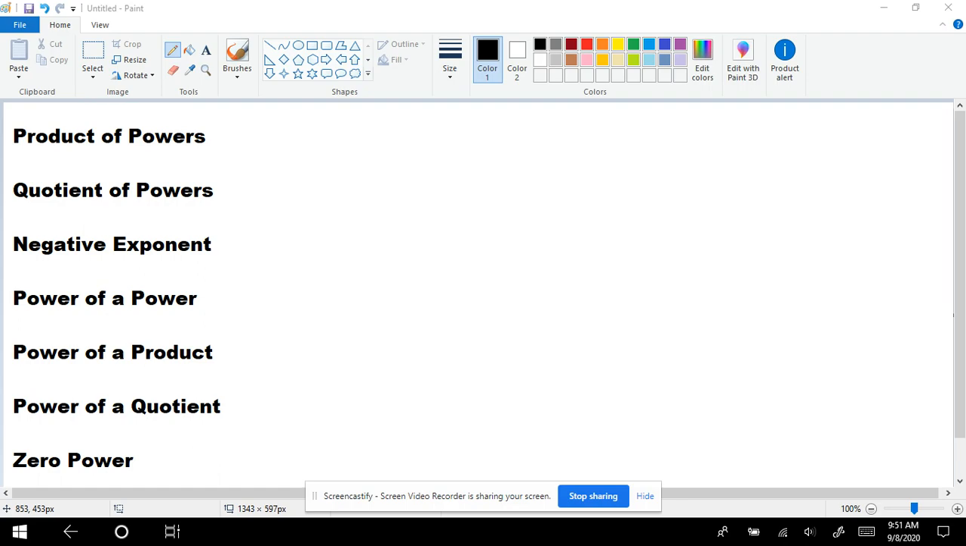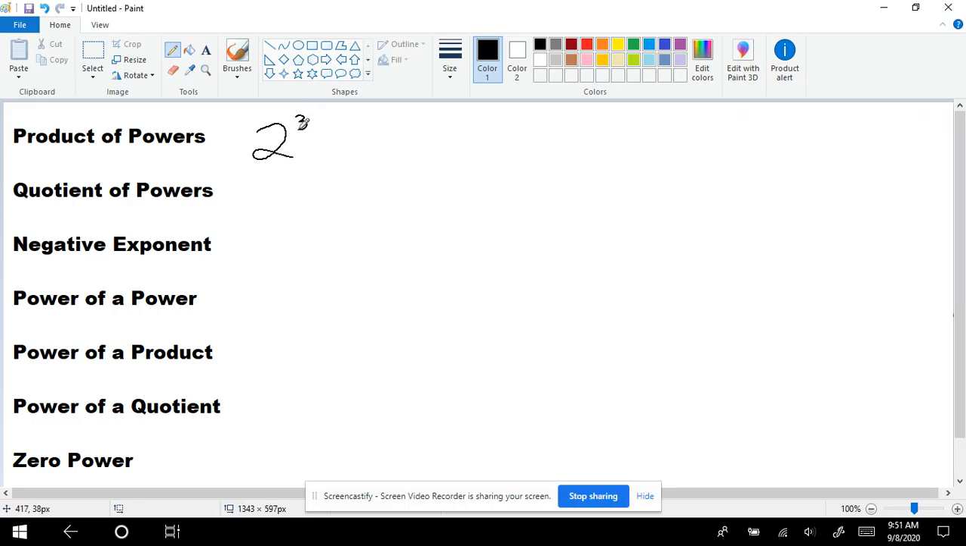Today we're going to go over the properties of exponents. The first one is called the product of powers. Product of powers happens when it's the product, so multiplication. So when we multiply two things together and they have the same base. So the base in this case is going to be 2.